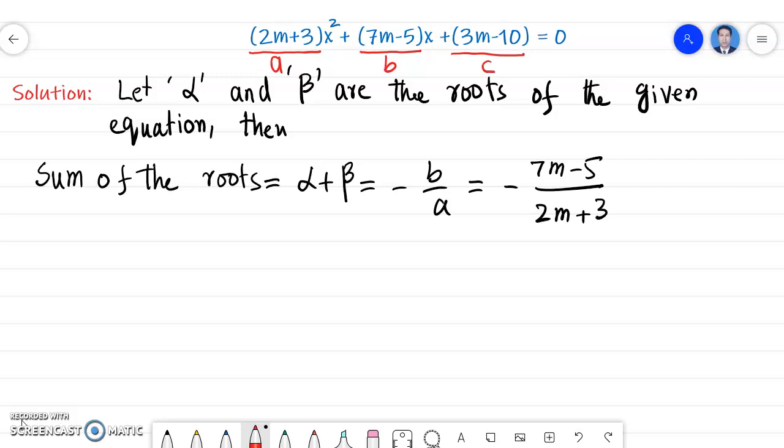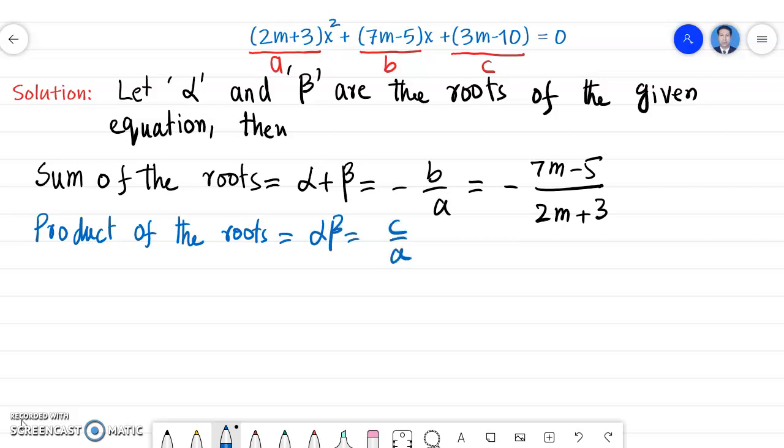So this is the sum of the roots. Now the product of the roots, alpha beta, is equal to c over a. This is 3m minus 10 over 2m plus 3. This is c over a.